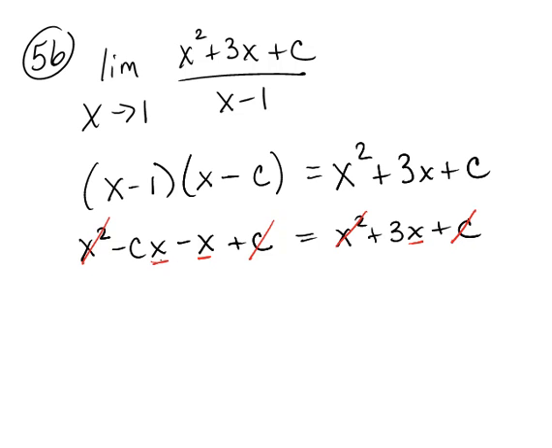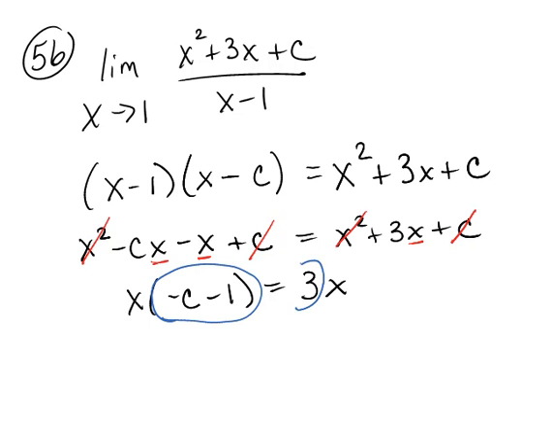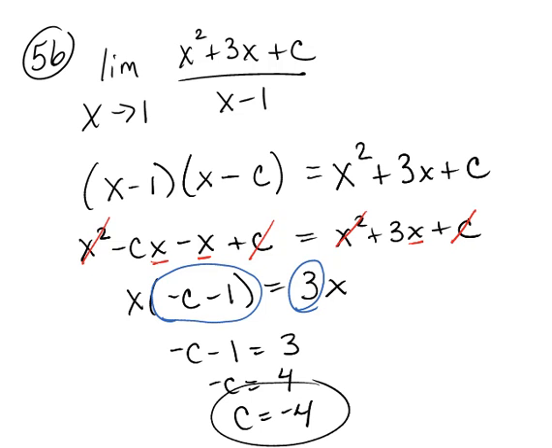So if you factor x out of this side, you're going to have x times (negative c minus 1) is equal to 3x. So x times some number has to equal 3 times x, which means this negative c minus 1 has to equal the 3, because they're both times x. So those coefficients have to be equal. So negative c minus 1 is equal to 3, and then negative c is equal to 4, so c is equal to negative 4. It's kind of weird because it's plus a negative 4. But anyway, that is the value that will work so that this will be continuous.